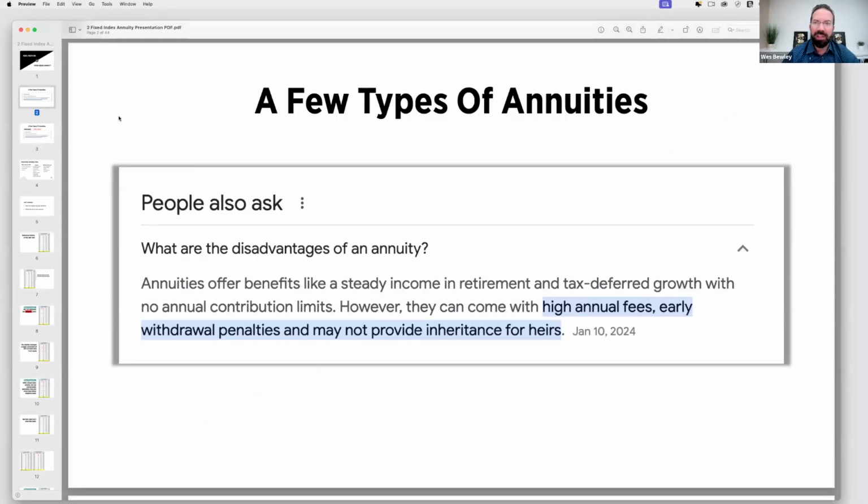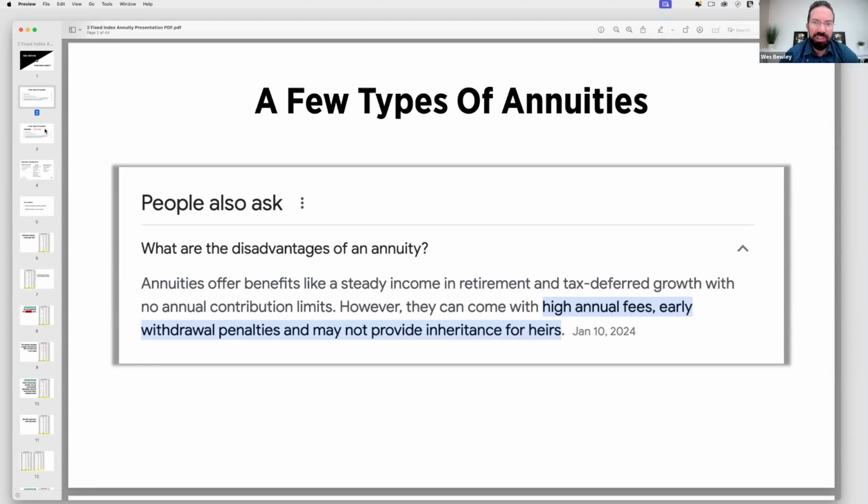Now, the thing about annuities, it's funny. If you went and Googled what is the disadvantage of an annuity right now, actually, I did this for the purpose of this short demo here. And literally, Google says annuities offer benefits like a steady income in retirement and tax deferred growth with no annual contribution limits. However, they can come with high annual fees, early withdrawal penalties, and may not provide inheritance for heirs. Okay. This is not good, right? I would 100% agree with that.